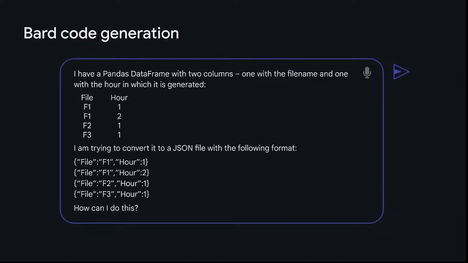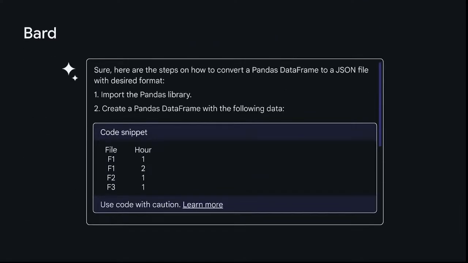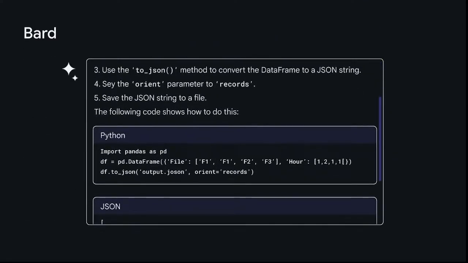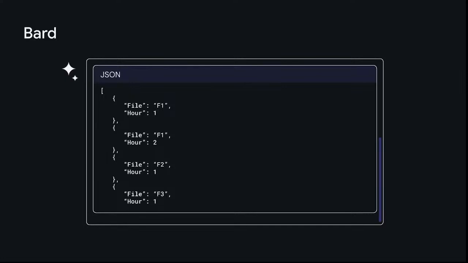I use Bard and insert into the prompt box. I have a pandas data frame with 2 columns, one with the file name and one with the hour in which it was generated. I am trying to convert it into a JSON file in the format shown on screen. Bard returns the steps I need to do this, and the code snippet. And here my output is in a JSON format. Pretty cool, huh? Well, get ready, it gets even better. I happen to be using Google's free browser-based Jupyter Notebook and can simply export the Python code to Google's Colab.